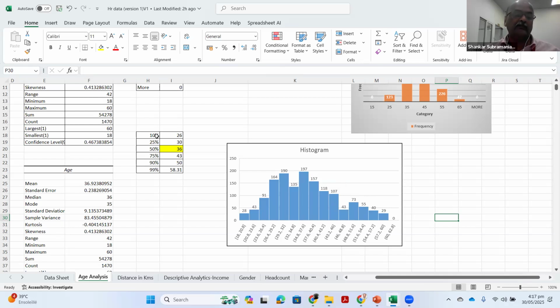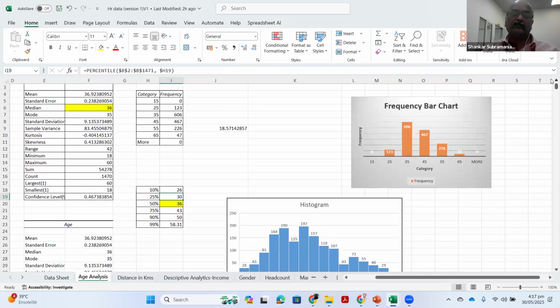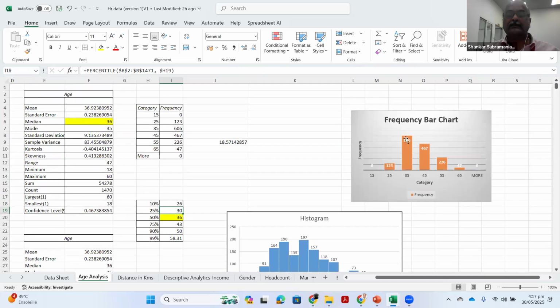Here I can put it in terms of percentile by using the percentile formula. I say equals percentile and mark the array, and the first is 10%, then I get it, and so on. So I get all the percentiles, and I can convert that to a graph here. So category, I use the center point, and I say okay, 35, so the maximum is 606 people around here. So 606, and plus this, it's somewhere in between.